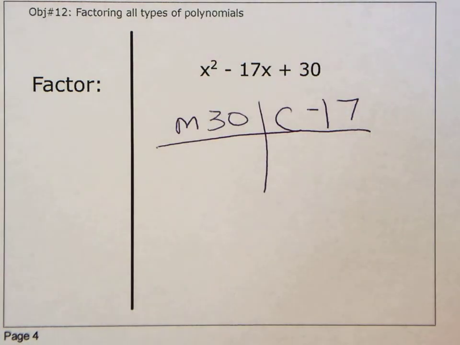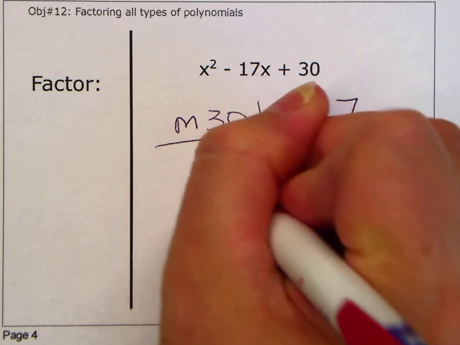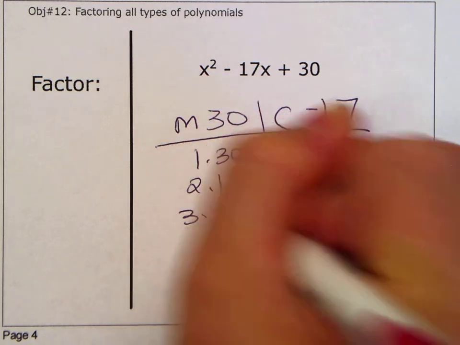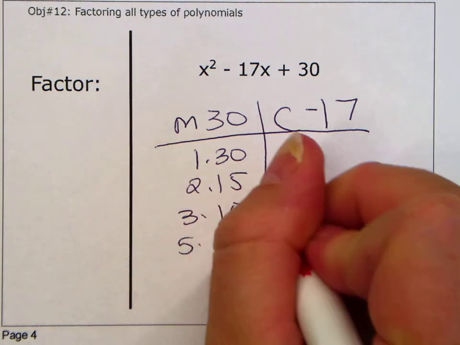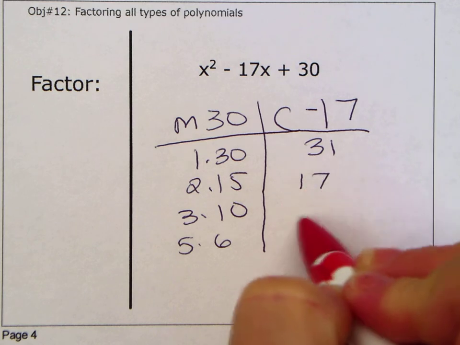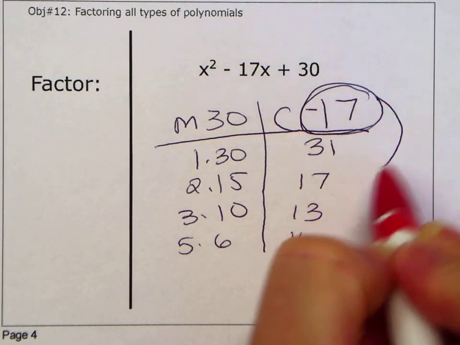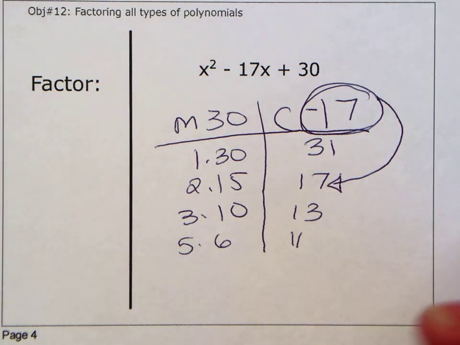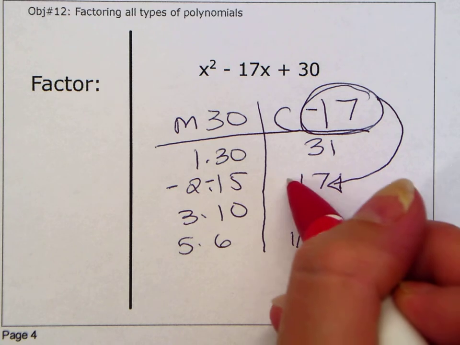Write down everything that multiplies to 30. 1 times 30, 2 times 15, 3 times 10, 4 doesn't work, and 5 and 6. Add across, and you get 31, 17, 13, and 11. But I'm looking for negative 17. So what do I do when the sign is wrong? Change the sign of everything. Negative 2 and negative 15.